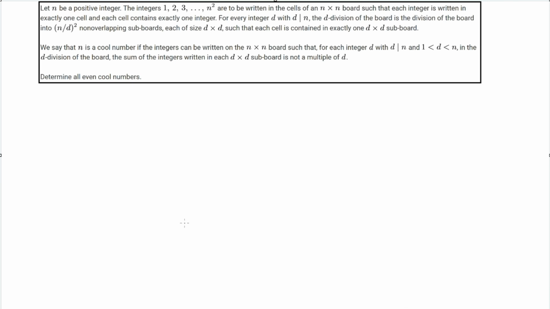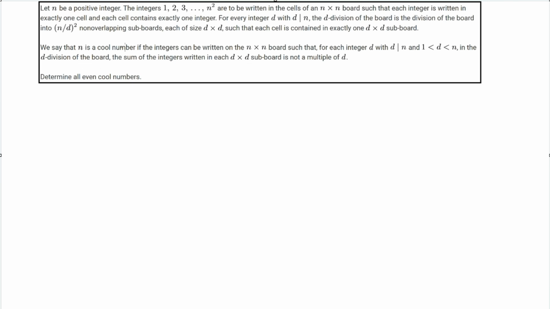And the problem is, let n be a positive integer. The integers 1, 2, 3, all the way to n squared are to be written in the cells of an n by n board, such that each integer is written in exactly one cell, and each cell contains exactly one integer. For every integer d with d dividing n, the d division of the board is a division of the board into (n over d) squared non-overlapping subboards, each of size d times d, such that each cell is contained in exactly one d by d subboard.